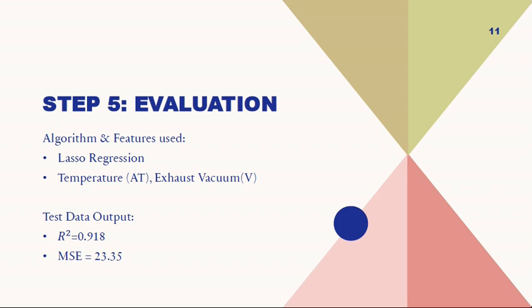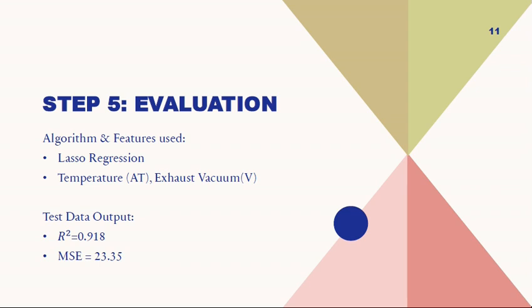And lastly, because I chose lasso regression, I took the intercept and coefficients from lasso regression, plugged them into my testing data, and then compared the predicted output against the actual output. I now have R-squared equal to 0.918 and MSE equal to 23.35.